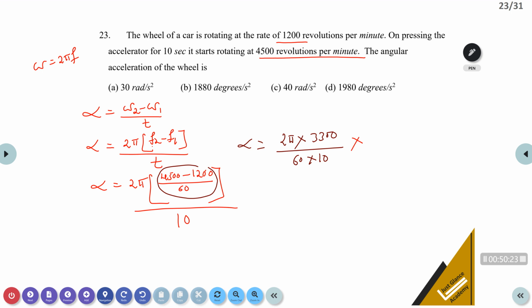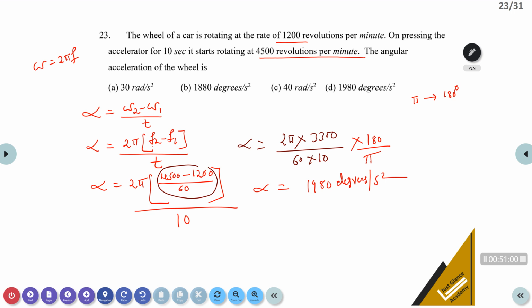The unit is radian per second square, but you have to convert to degrees. Since pi radian is 180 degrees, you multiply by 180 divided by pi, or 360 by 2 pi. Then if you translate this, you get 1980 degrees per second square.